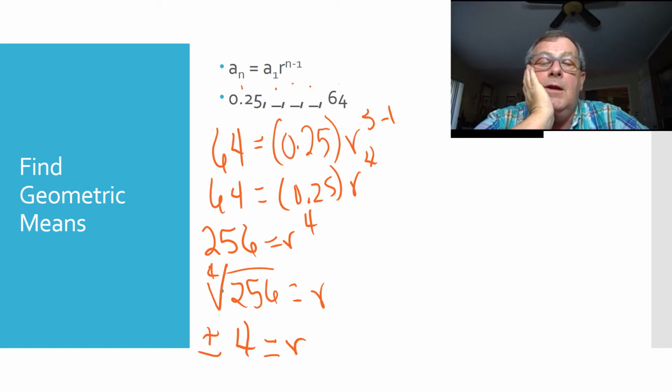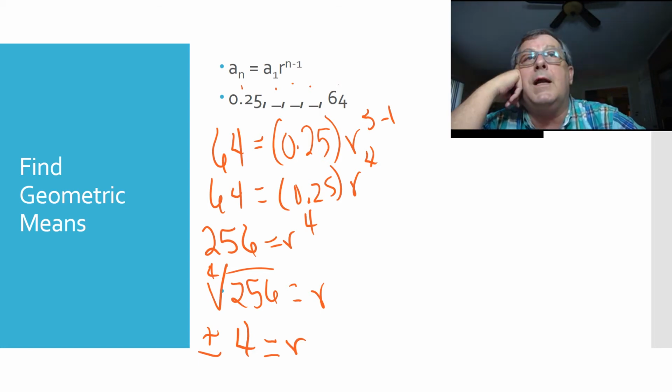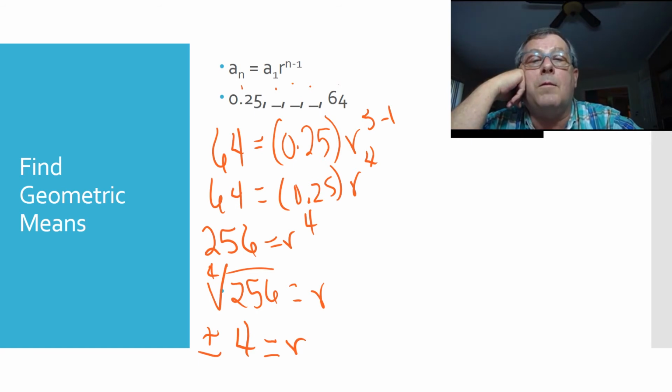Let's see, positive 4 times 4 is 16. That's 4 squared, right? Then 16 times 4, which would be 4 cubed, is 64. And 64 times 4, positive 4, is 256. But what about negative 4? Well, negative 4 times negative 4 is 16. But 16 times negative 4 is negative 64. And negative 64 times negative 4, that is negative 4 to the fourth power, well, that is positive 256.